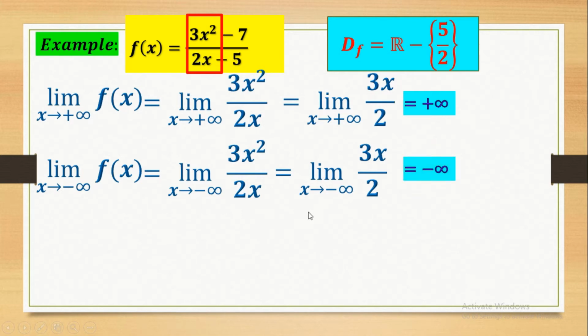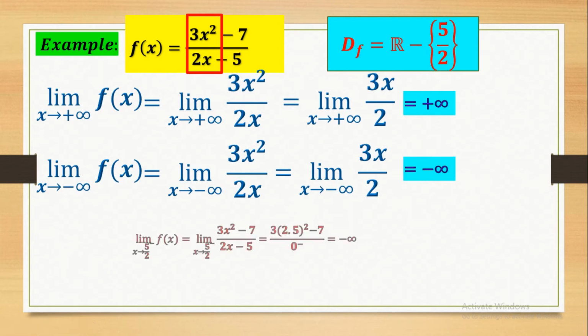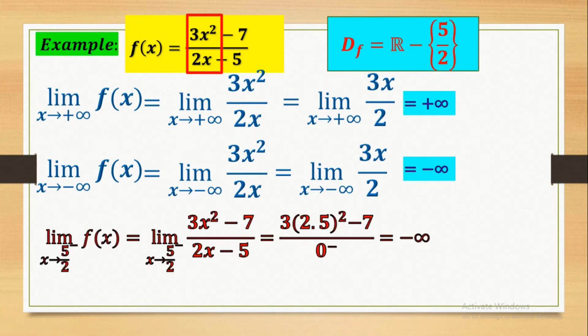Well, what about the limit of f of x as x tends to 5 over 2 minus and 5 over 2 plus? Note that when x tends to 5 over 2 minus, we can just replace x by 5 over 2. But here on the denominator, as x tends to 5 over 2 minus, 2x minus 5 will tend to 0, but it will be less than 0. So it gives us 0 minus. And when we divide by 0 minus, we will have minus infinity. Note that when x tends to 5 over 2 minus, the limit is minus infinity. So here we have a vertical asymptote which is x equals 5 over 2.